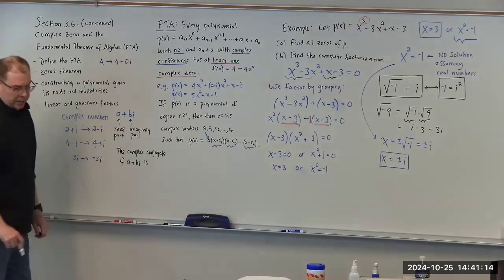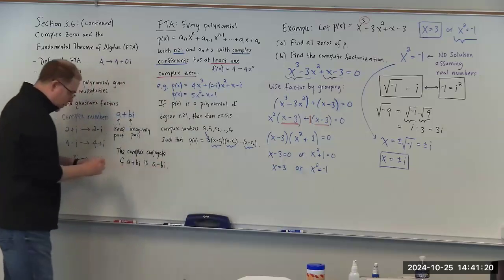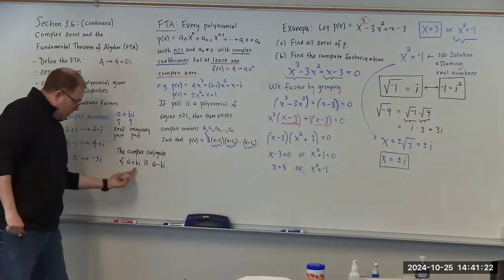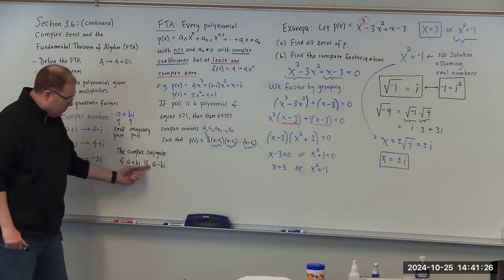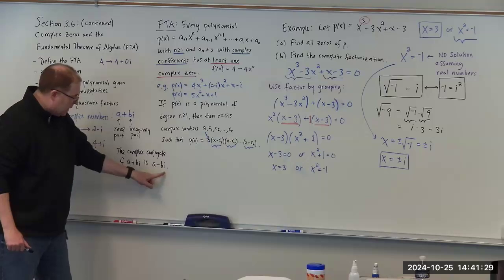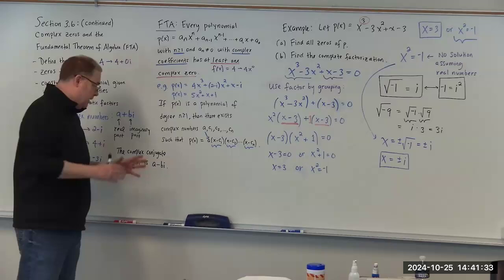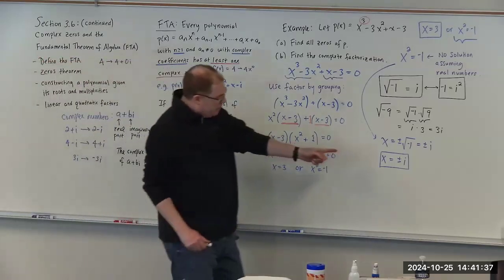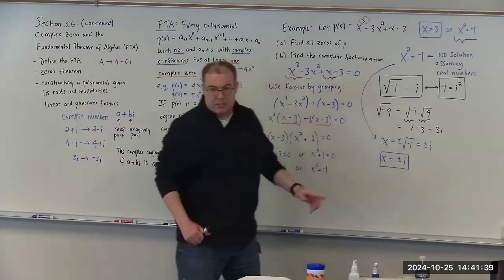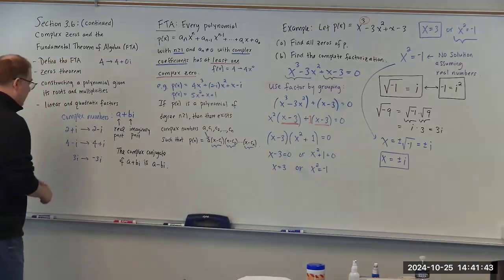So the complex conjugate is basically a minus bi and vice versa, right? So in other words, the complex conjugate of a plus bi is a minus bi, and the complex conjugate of a minus bi is a plus bi. So we say they occur as a complex conjugate pair. Just like right here, you have plus or minus i, so they belong as a pair.